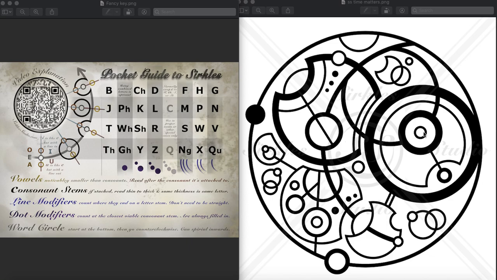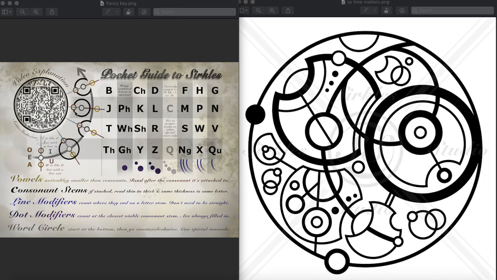And then hanging out inside the N, we have a vowel. And this is a vowel that is part of that consonant. So you read the consonant first and then the vowel. And we look at that consonant stem, and we see the position of the vowels. And this is an E hanging out inside the middle of it.